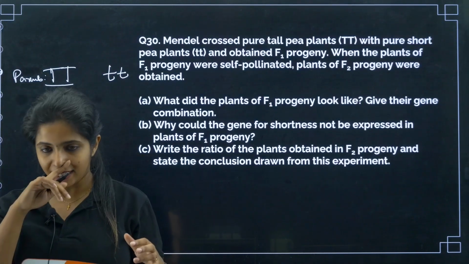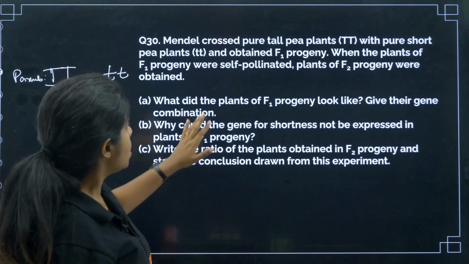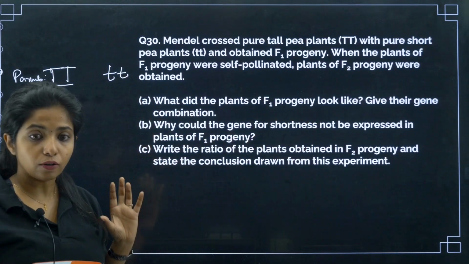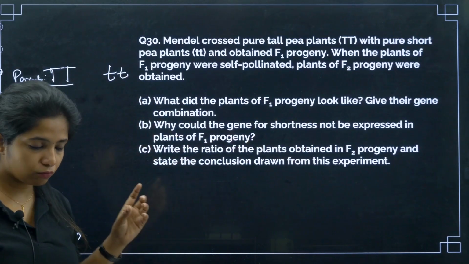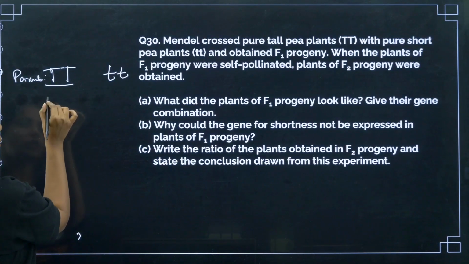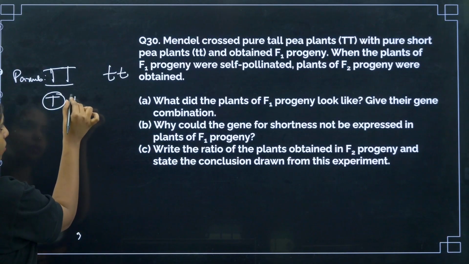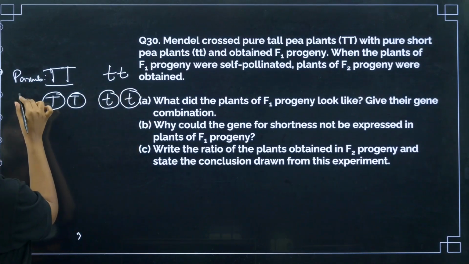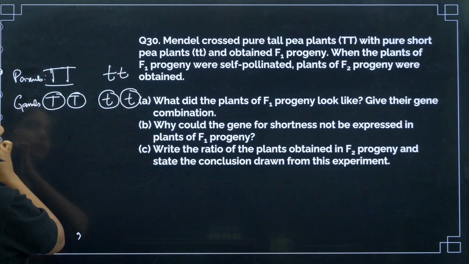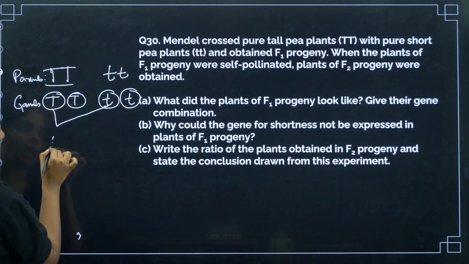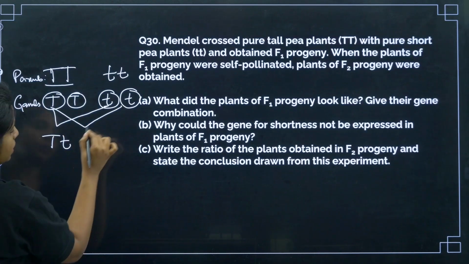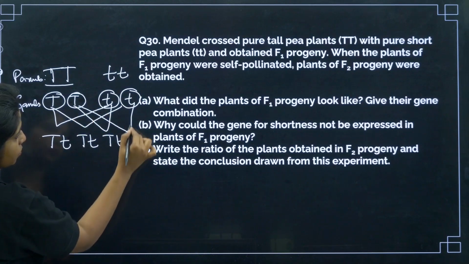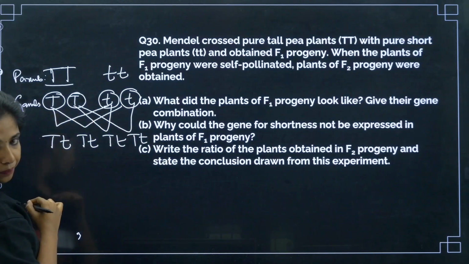Okay, so I'll tell the scenario. Now, let's see the question. What did the plants of F1 progeny look like? Give that gene combination. So we have to take out the F1 progeny. For doing that, we have to take out the gametes. The gamete can have capital T, here also capital T, here small t, here also small t. These are the gametes. Now this can fuse with this, what do you get? Capital T small t. This can fuse with this, again capital T small t. This with this, capital T small t, and this with this, capital T small t.